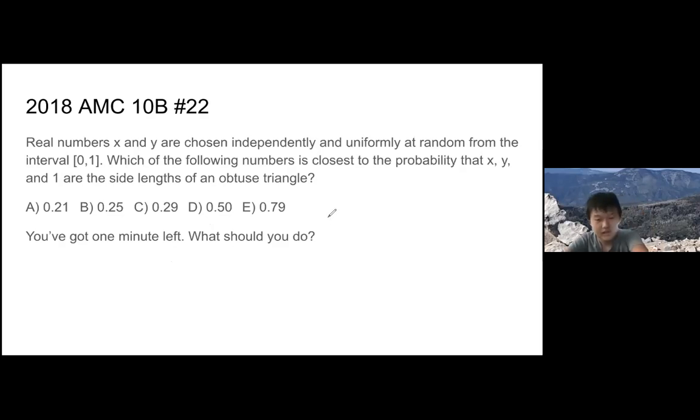Okay, let's consider the probability that they even form a triangle at all. This is much simpler because if X, Y, and 1 don't form a triangle, then 1 minus X, 1 minus Y, and 1 do, because this is equivalent to X plus Y less than 1, in which case 2 minus X minus Y is greater than 1. So the probability that they form a triangle at all is half, which means the answer should probably be less than half. So we can eliminate D and E.